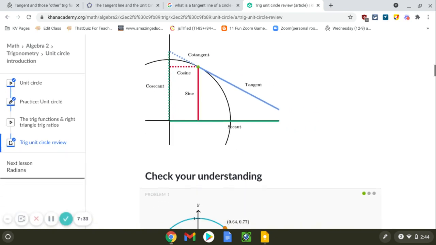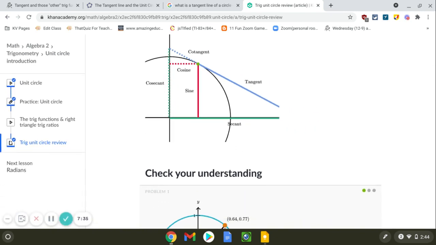So I know this is probably a confusing mess, but that's the reason why they call these things tangent. It's because it has to do with this line that just barely touches the unit circle. It's tangent to it. All right, that's good.